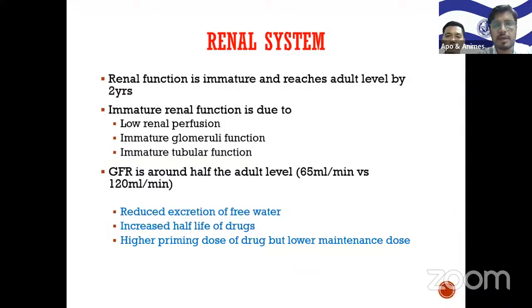It is around 65 ml per minute in newborns, while it is 120 ml per minute in adults. Due to these reasons, there is reduced excretion of free water, and there will be an increased half-life of drugs or increased duration of action of the drugs that are primarily excreted from the renal system or kidney. So any drug would have a high priming dose in neonates, while we have to lower the amount in the maintenance dose as the clearance is decreased.